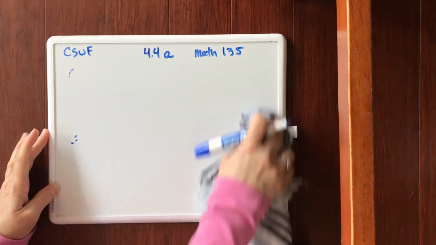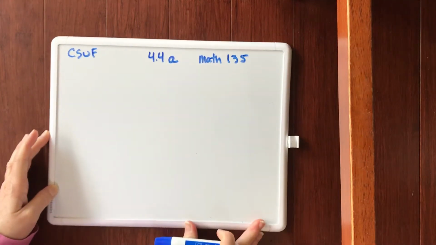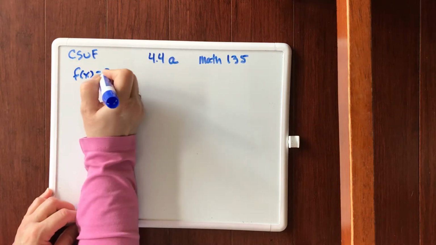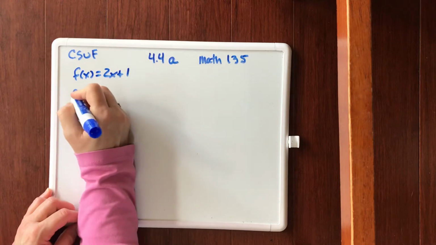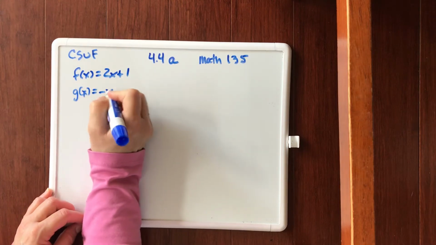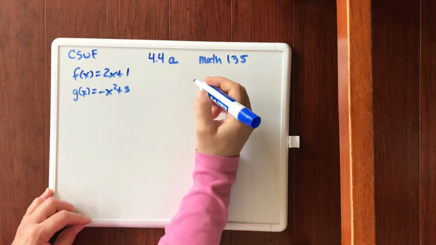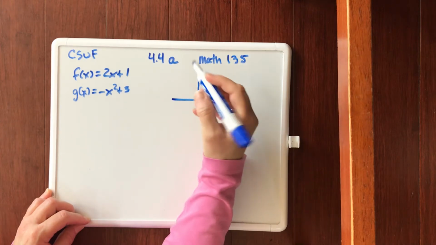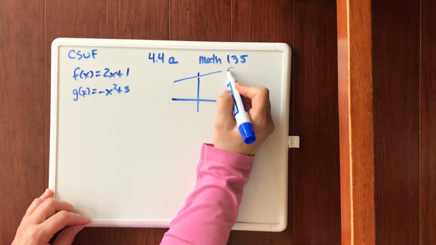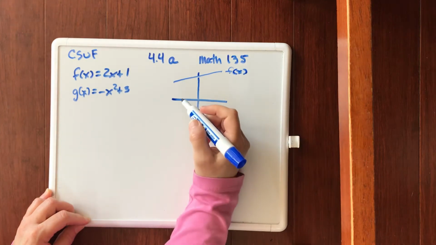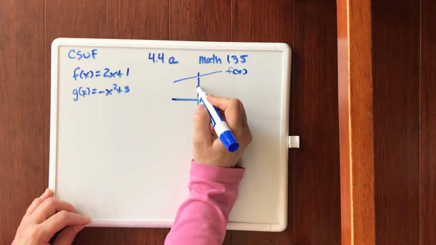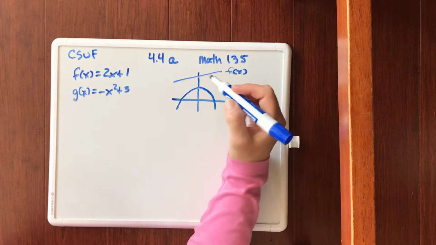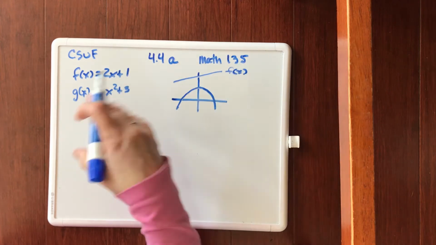We're going to look at two functions. Okay, so the first one's going to be f of x equals 2x plus 8, and g of x equals negative x squared plus 3. Okay, I'm going to loosely graph this. So we have f of x, and then we have g of x. Again, loosely graphing it.